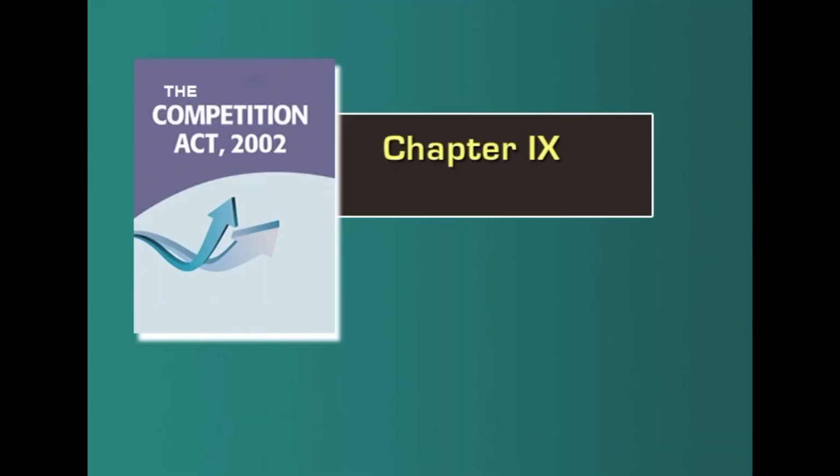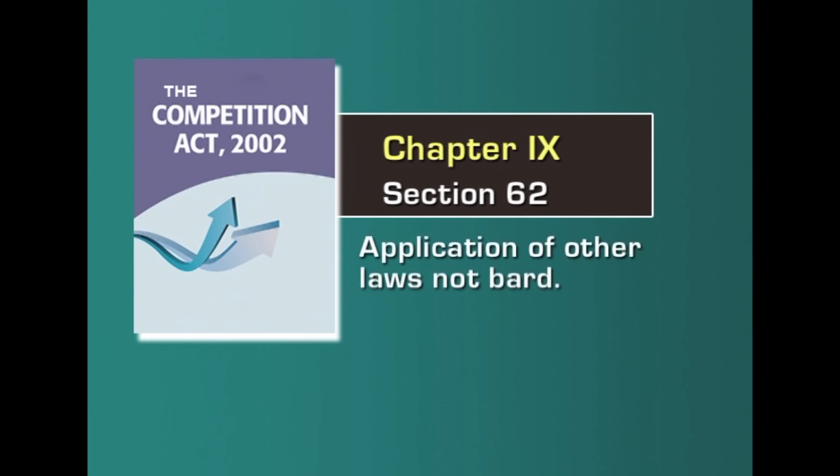Moving on, Section 62 talks about application of other laws not barred. This is very interesting. Generally, whenever there is a special law, they say no other law should apply to the special law. But under the Competition Act, Section 62 clarifies that other laws have an application. Now, the question comes here. You may ask, why should other laws have an application? The clarity is this. The other laws will apply in addition to the Competition Act.